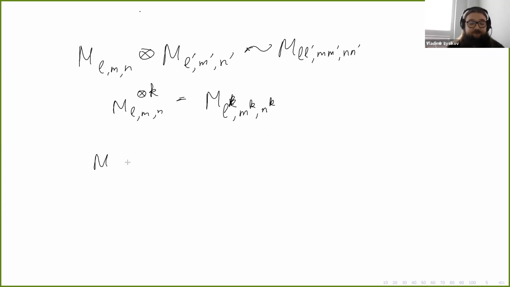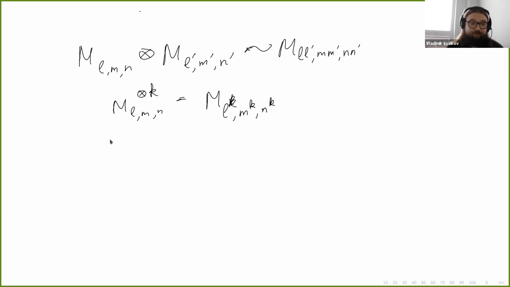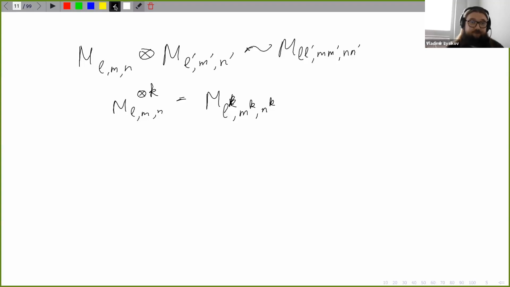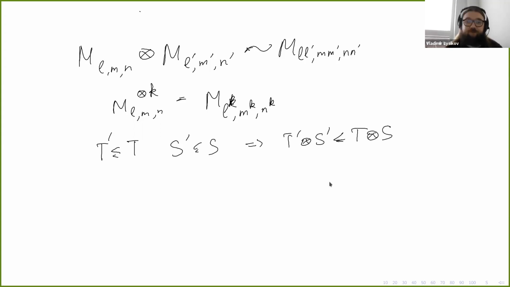And the thing is, the restrictions behave well with respect to this Kronecker product. So if T prime is a restriction of T, and S prime is a restriction of S, then the Kronecker product of T prime and S prime is a restriction of T Kronecker S. And this is essentially how Strassen's algorithm works.